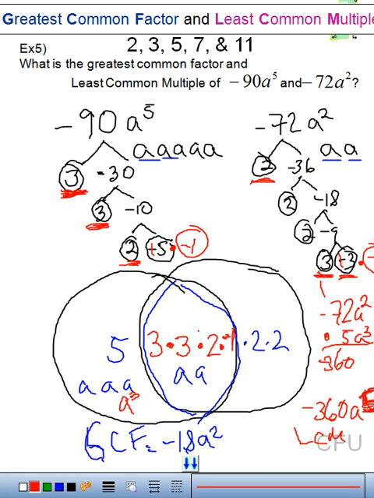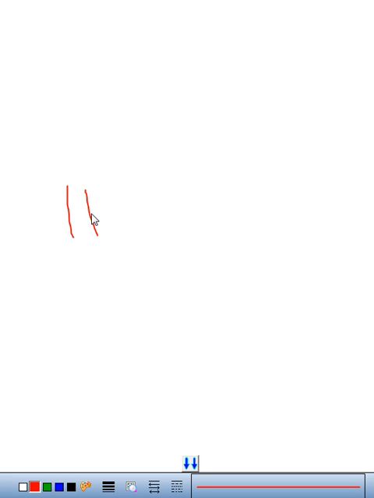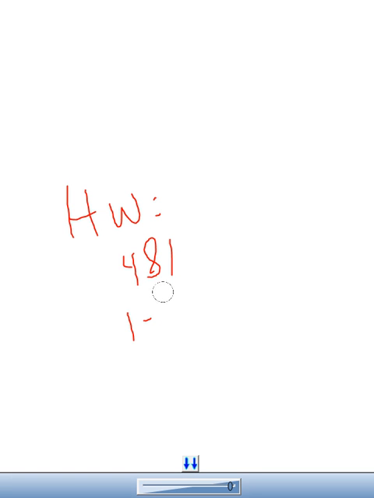All right, so now, check this out. There's only one more example to go through, which is a word problem, but I want you to read into that in the book, okay? So for homework. Page what? 481, numbers 1 through 35. Oh, 43 odd, my bad. 1 through 43 odd.